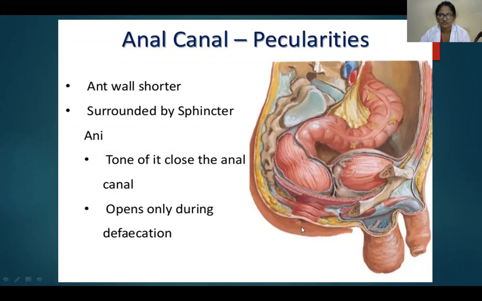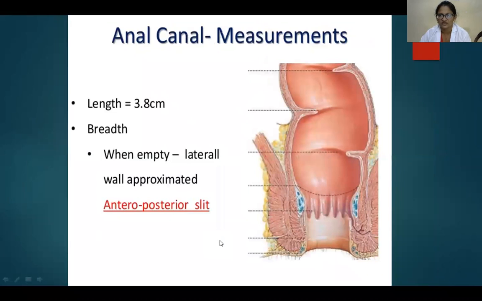Okay, these are the main peculiarities. The anterior wall of the anal canal is shortened when compared with the posterior wall. It is surrounded by an anal sphincter. It opens during defecation. Next, coming to the anal canal measurements. It measures about 4 centimeters in length.